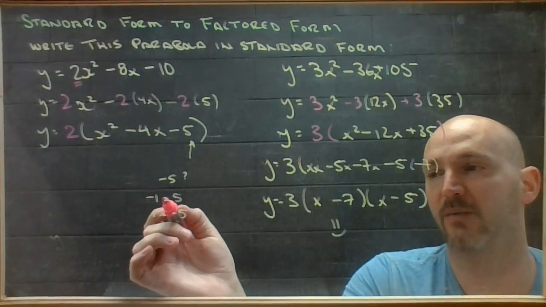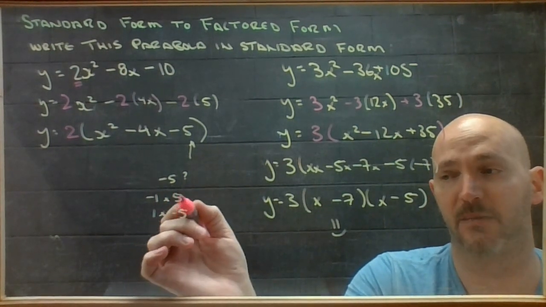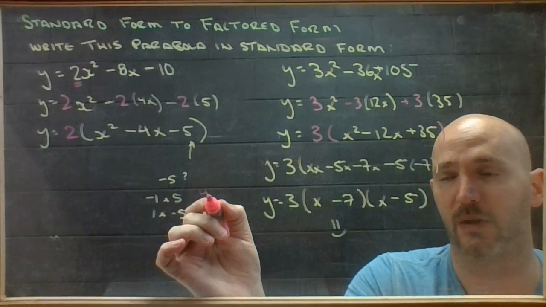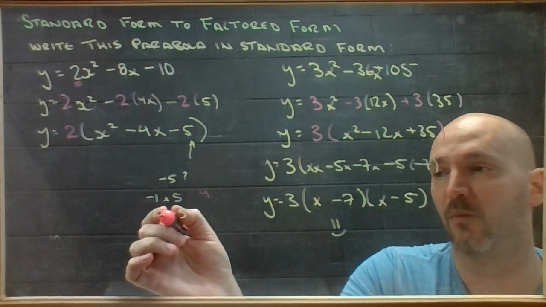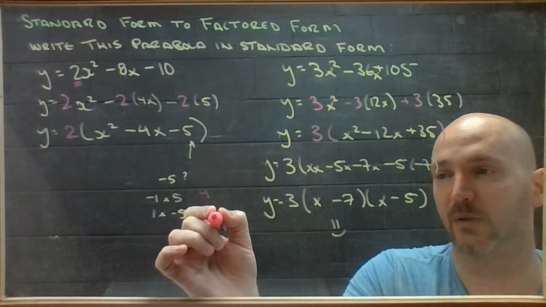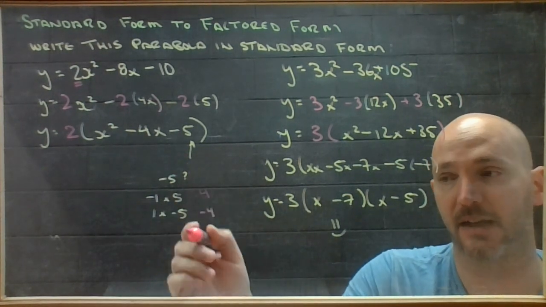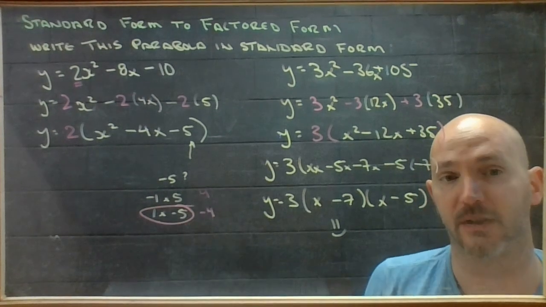So negative 1 and 5, if you added them instead of multiplying them, would give you 4, which is close, but it's the wrong sign. 1 and negative 5 would give you negative 4. That's the number you want and the sign you want, so that's the combination we're going to need.